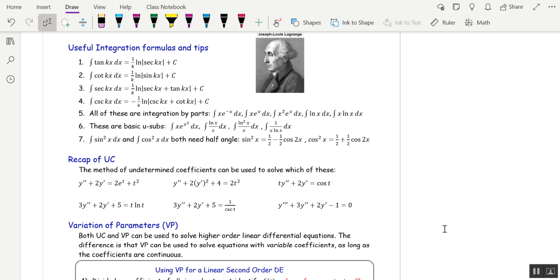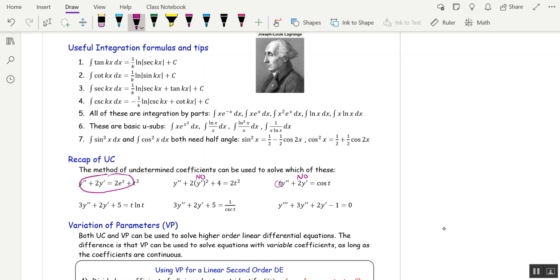So the first one looks good. It's linear, constant coefficients, and over here we've got an exponential and a polynomial. Second one, no, this one's no good because it's not linear. You're not allowed to have y prime squared. So that's no. Third one is no because the coefficients aren't constant.